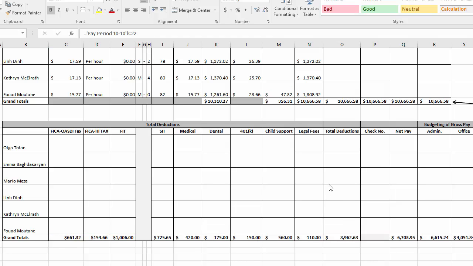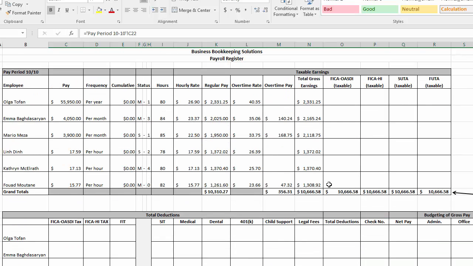So that's it for the payroll register. The payroll registers are where you're going to be spending a big chunk of your time on this payroll project. So make sure you get these correct. If you get these correct, then everything else flows along pretty smoothly.